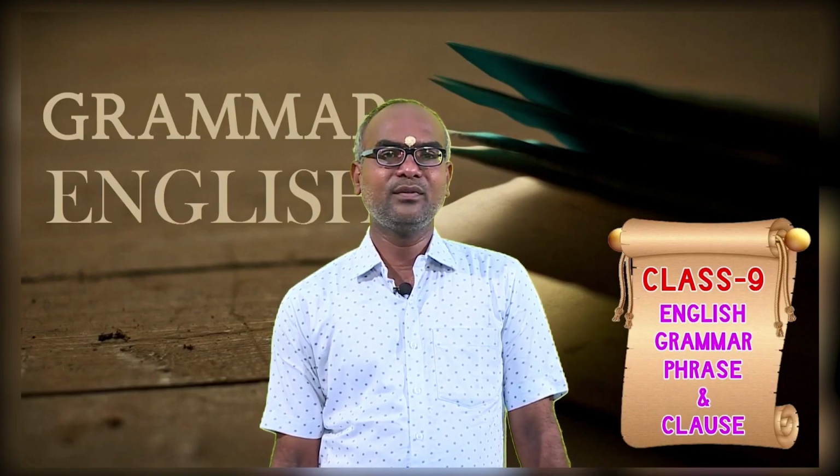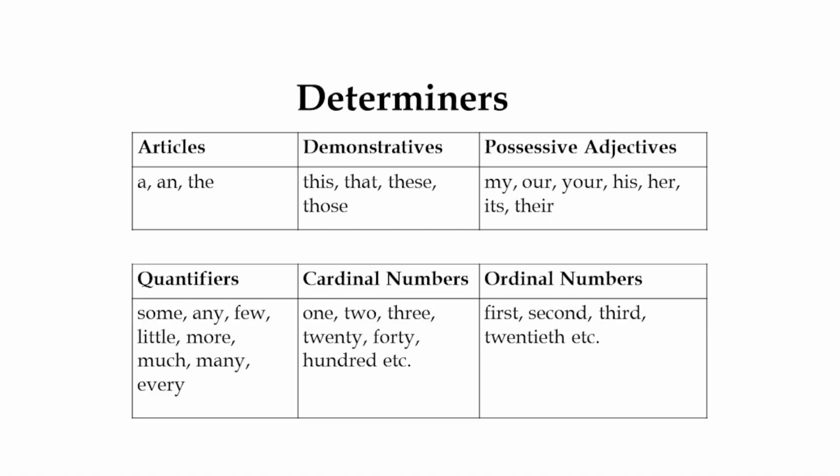There are a few examples of determiners. What are the things that work as determiners? Articles, demonstratives, possessive adjectives, quantifiers, cardinal numbers, ordinal numbers. All these work as determiners. Articles: we all know that we have three articles, a, an, the. Demonstratives: this, that, these, those. Possessive adjectives: my, our, your, his, her, its, their.